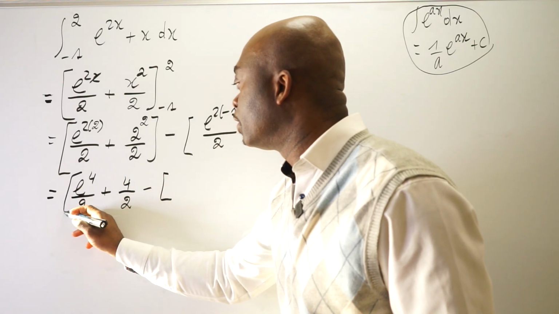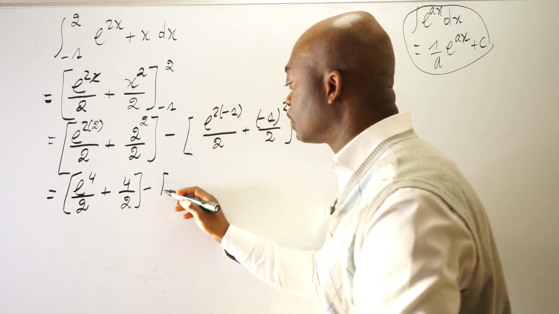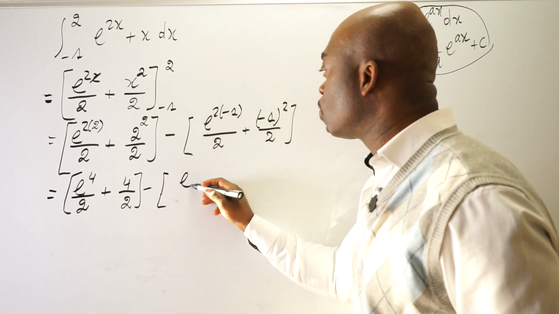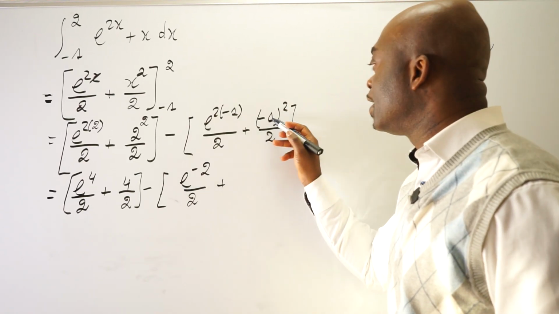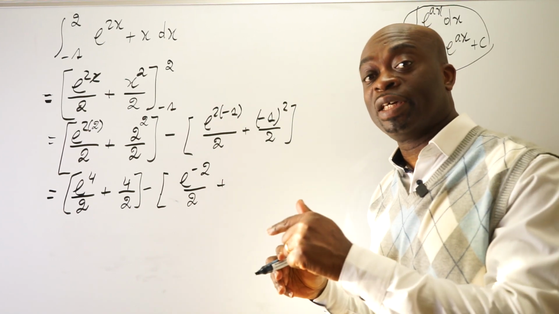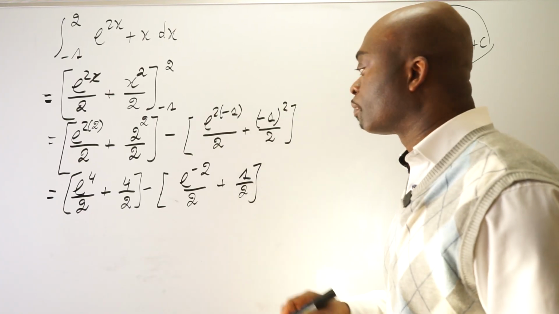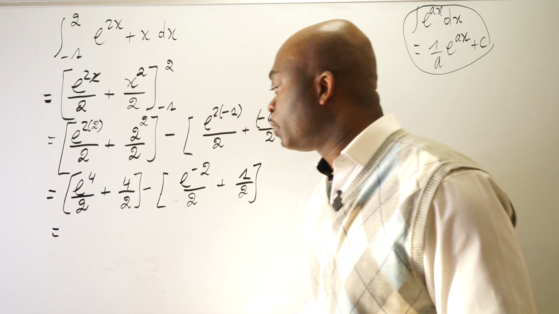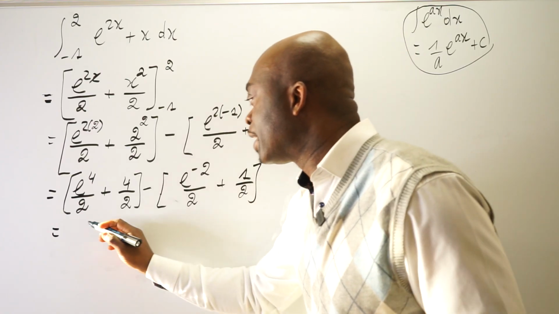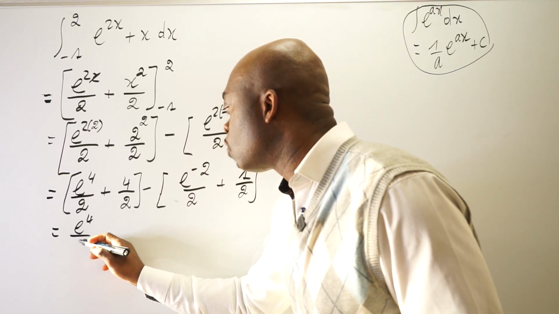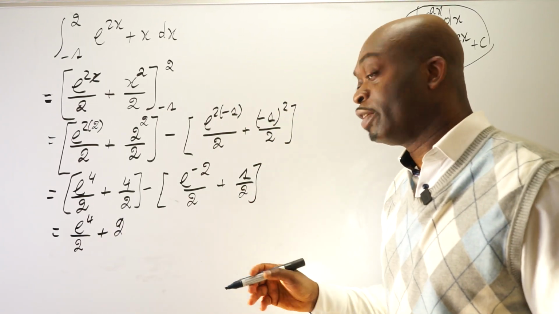I can keep the brackets for now. In this case, exponential 2 times -1 is -2 over 2, plus -1 to the second power, which is -1 times -1, which is +1, so that is 1 over 2. We can continue here. Now we can remove the parentheses. There's nothing to combine together, so that's exponential 4 over 2 plus 4 over 2, which is 2. 4 divided by 2 is 2.